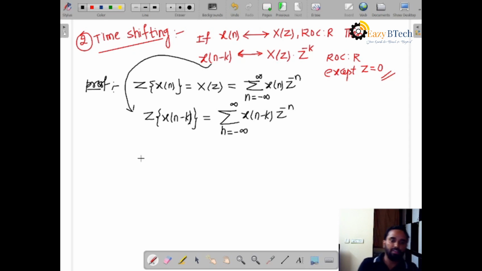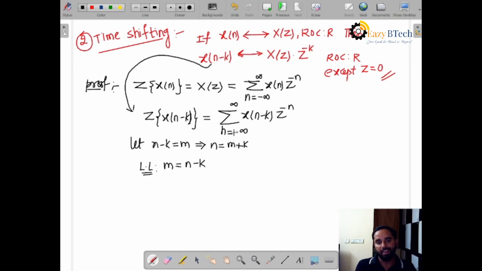Okay, so here some simplification. Let n minus k be equal to m. I am taking variable m. By this, n will become m plus k. And if you see the limits of m, lower limit, upper limit, we have m is equal to n minus k.